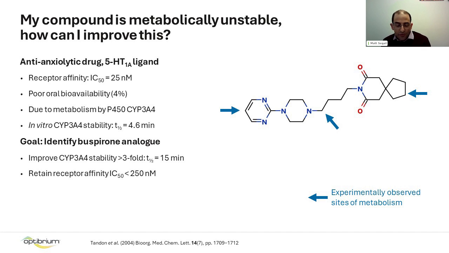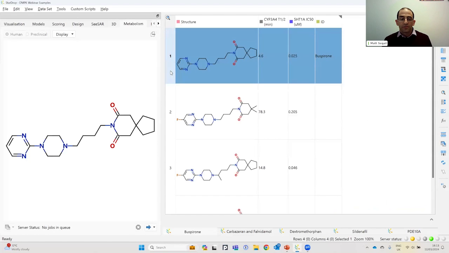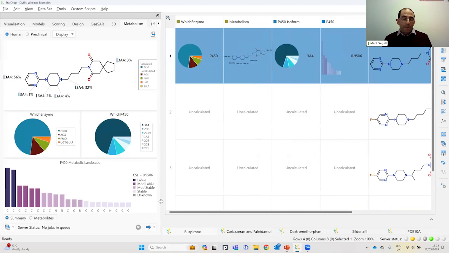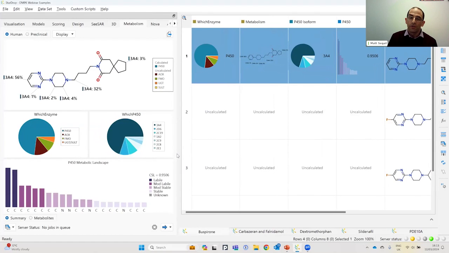And so let's actually do this in practice just to show you what this looks like. So I'm just going to jump, in this case, into our StarDrop software. And here you can see I just have Buspirone and a couple of analogues. We can easily calculate the predicted metabolism by cytochrome P450s. So let me just do that. This actually appears instantly, and just to be completely transparent, these are pre-calculated results. They're stored on the server when you calculate them to save time and not reproduce the same results multiple times. In practice, that might take a few minutes to perform that calculation.